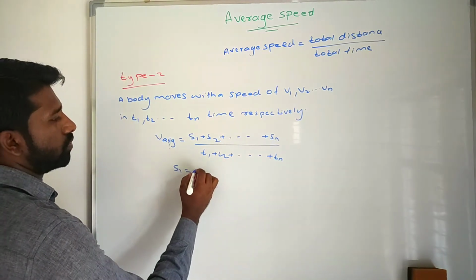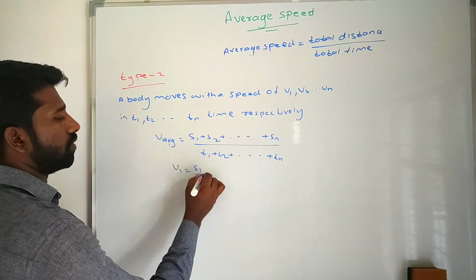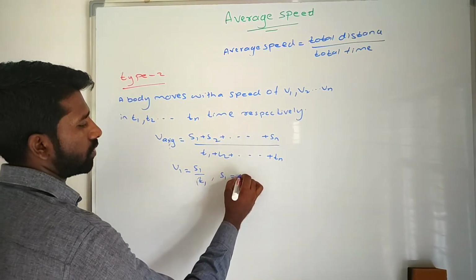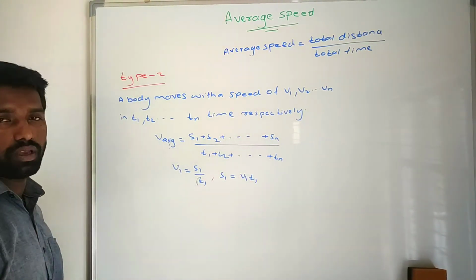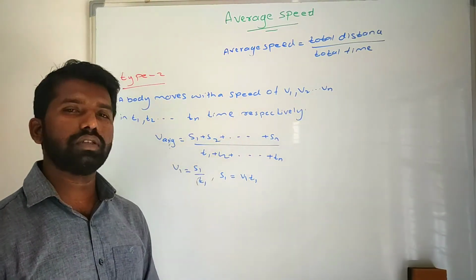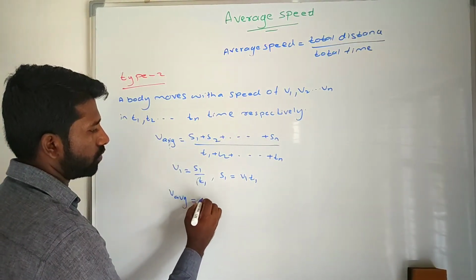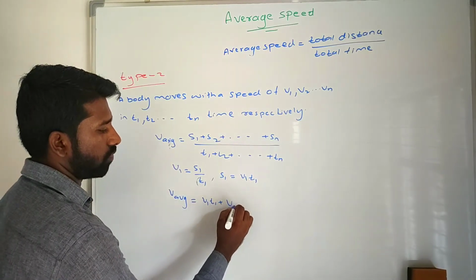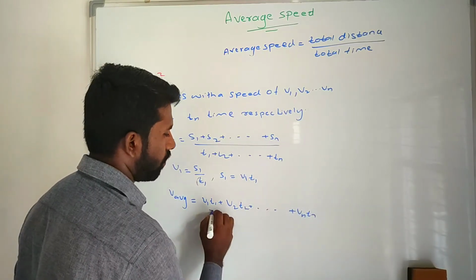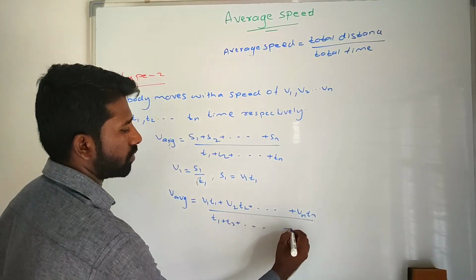Here the S1 value is not given. From V1 is equal to S1 divided by T1, S1 is equal to V1 into T1. In a similar way S2 is equal to V2 into T2 and S3 is equal to V3 into T3. So now V average is equal to V1 T1 plus V2 T2 up to Vn Tn, all divided by T1 plus T2 up to Tn.